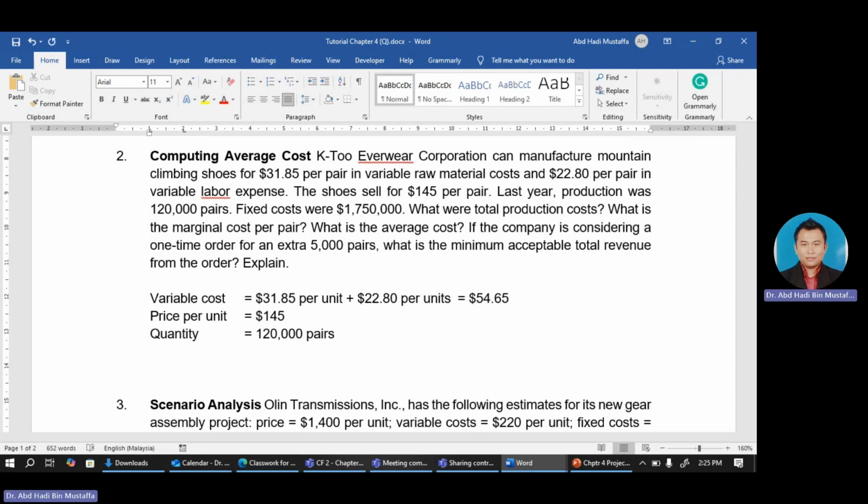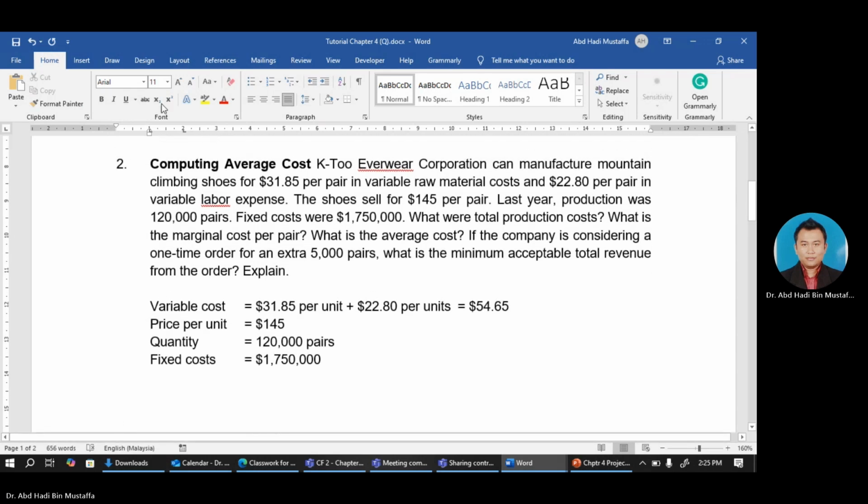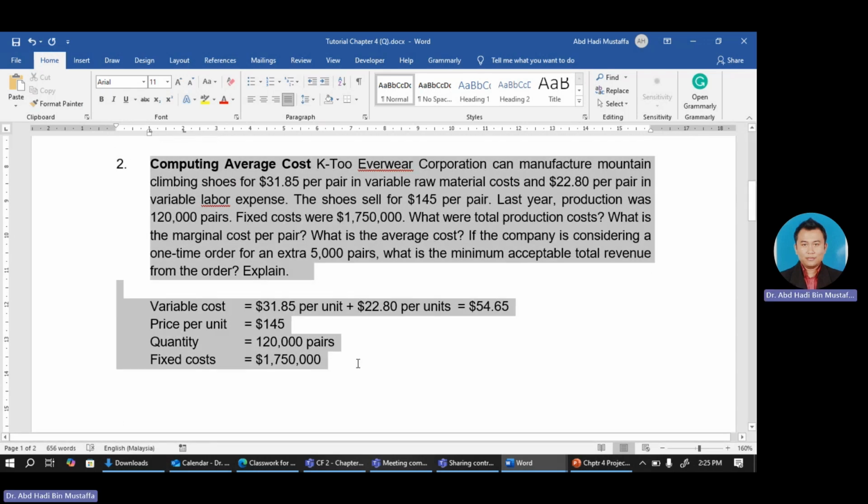Okay, the next one is a fixed cost. Fixed cost, yeah, the question said fixed costs were $1,750,000. Okay, let me copy and paste this question into a new document.